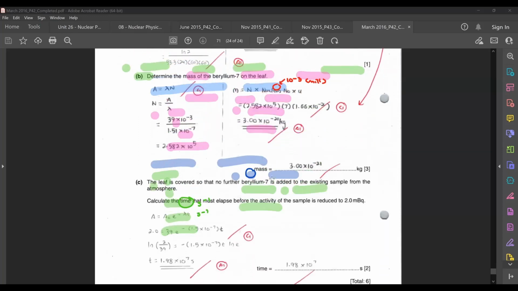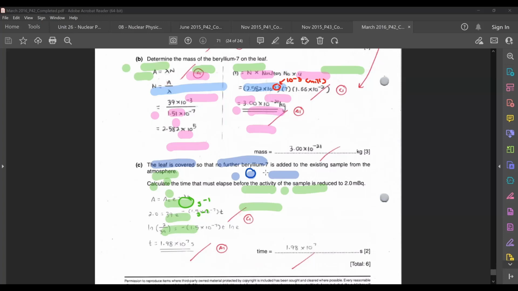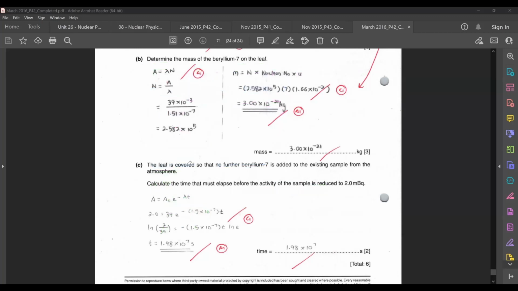Okay, then for part C. Part C is using your decay equation, A equals A naught exponential negative lambda t. The leaf is covered so that no further beryllium-7 is added to the existing sample from the atmosphere. Calculate the time that must elapse before the activity of the sample is reduced to 2 millibecquerels. So this one is just you trying to find out: if you had 39 millibecquerels in the first place, and you want it to reduce to 2 millibecquerels, how much time would have elapsed here?